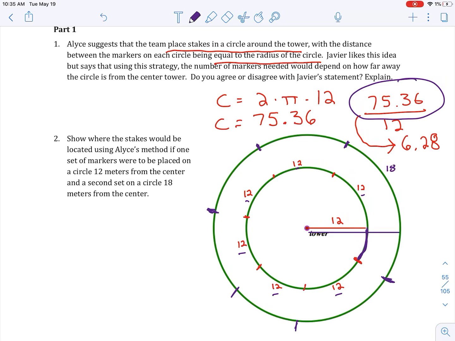And this would be 18, and of course the radius is 18, 18, 18, 18, 18, 18, and then 0.28. So it'd be 0.28 times 18, and 0.28 times 18 is 5.04. So then this would be 5.04. And if you were to add all those together, you would get the circumference of the circle. Okay, so no, we don't disagree with Javier's statement. The size of the radius does not matter.